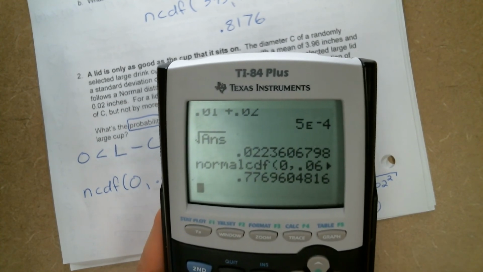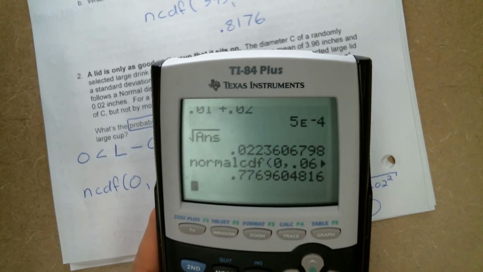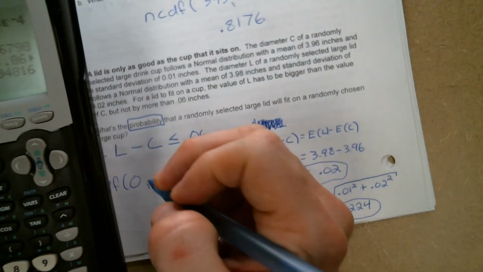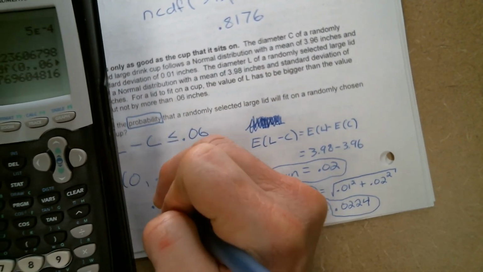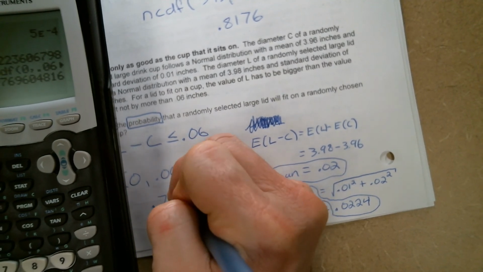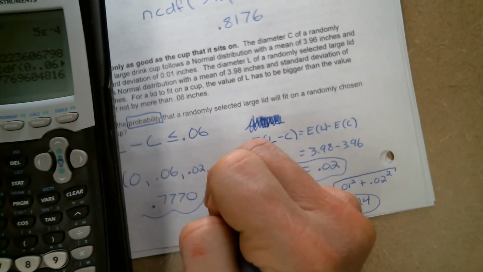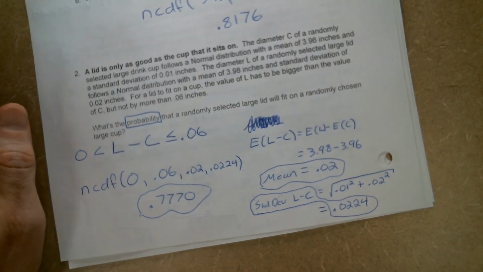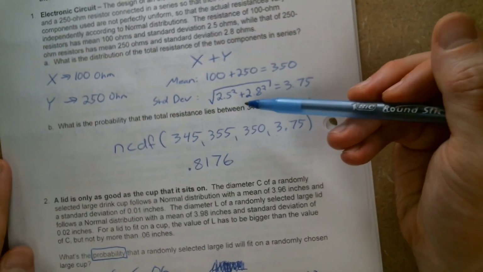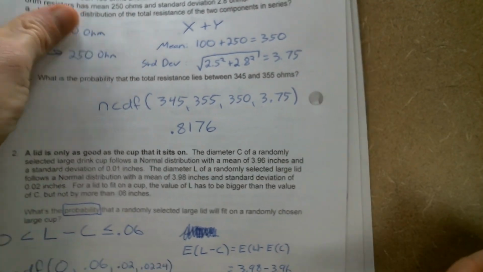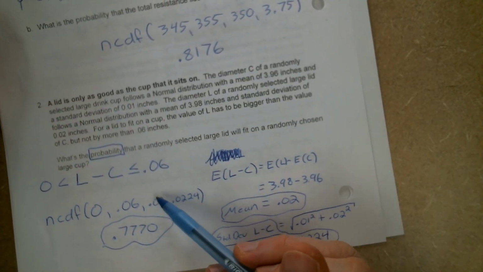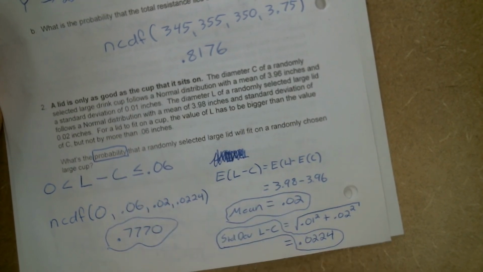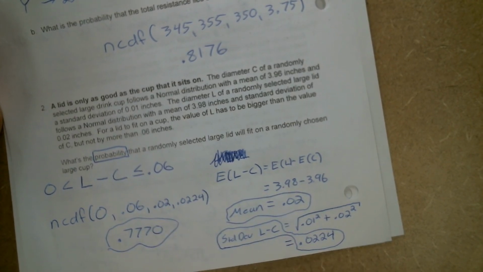And we get, what's that going to round up to? 0.7770. All right, but again, it's finding your new mean and standard deviation and then using those in an NCDF to answer some sort of percentage or probability question.